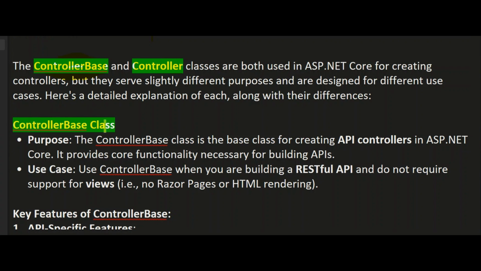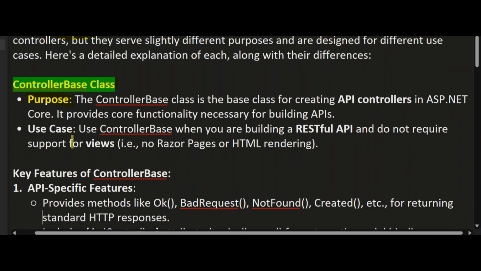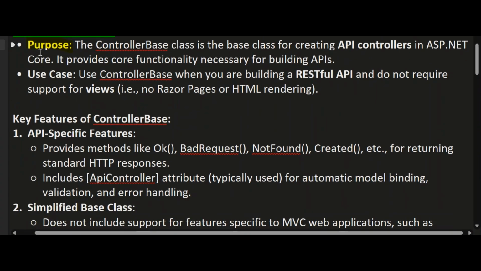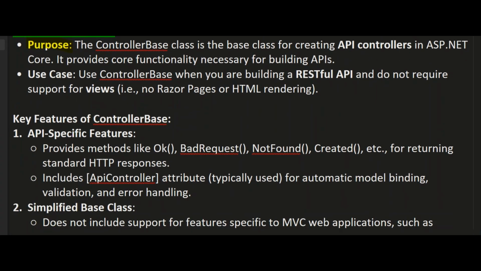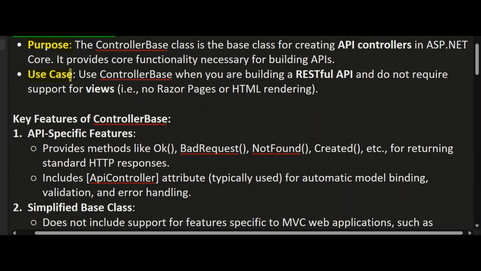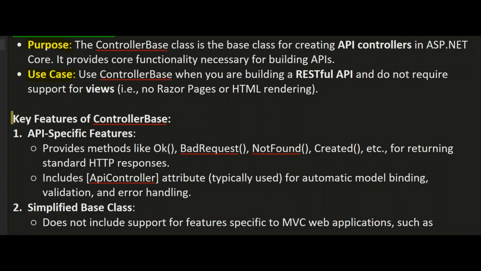ControllerBase class. Purpose: The ControllerBase class is the base class for creating API controllers in ASP.NET Core. It provides core functionality necessary for building APIs. Use case: Use ControllerBase when you are building a RESTful API and do not require support for views, i.e., no Razor pages or HTML rendering.